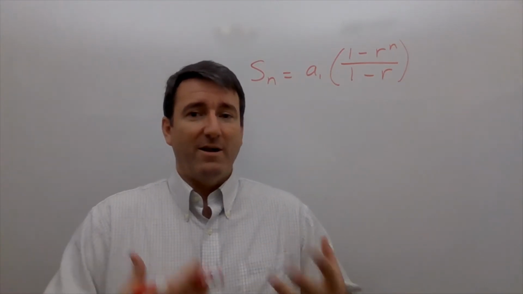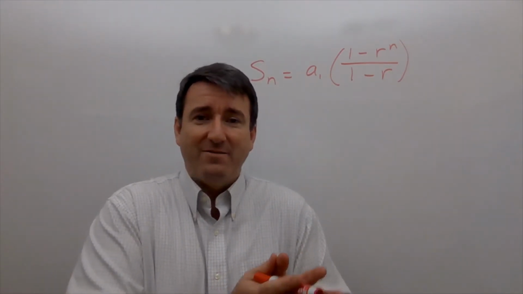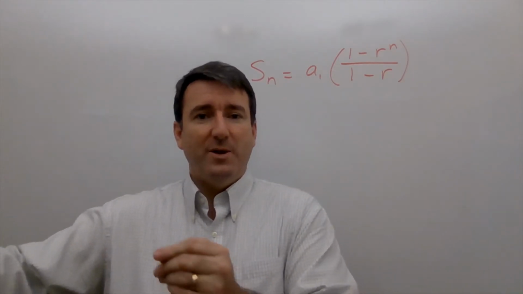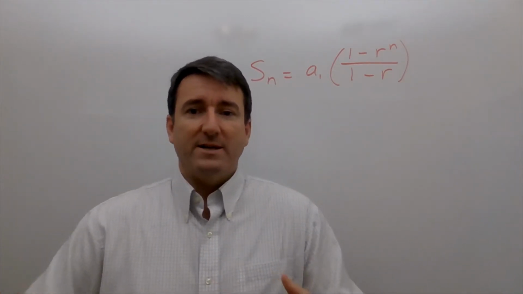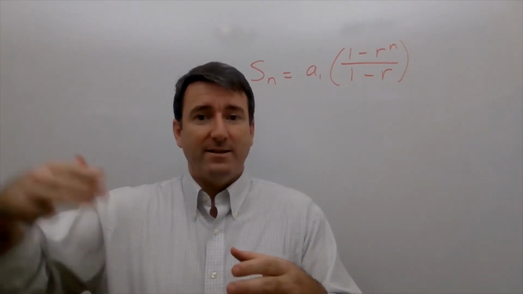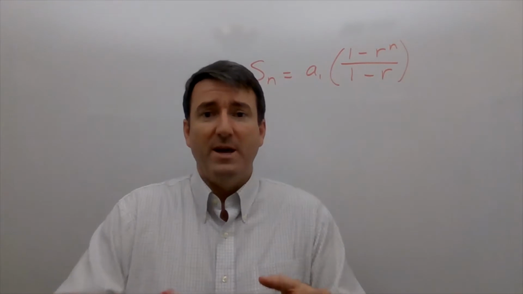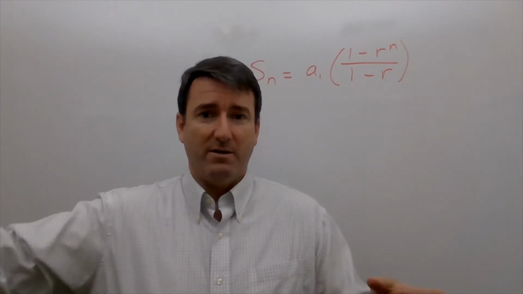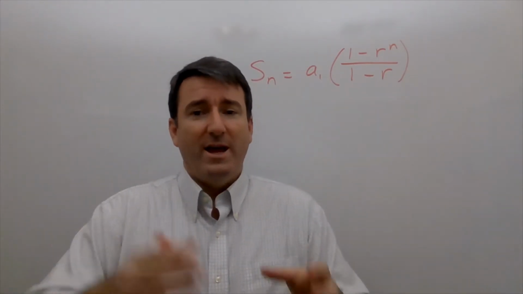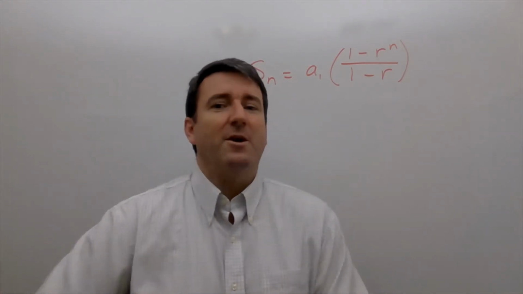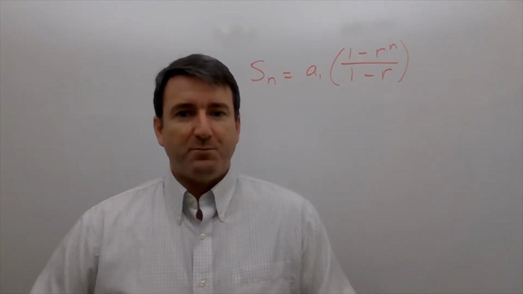For example, for an arithmetic series, we can't ever have an infinite arithmetic series that adds up to a specific number, because we're just going to be adding the same amount each time. So the sum is just going to keep getting bigger and bigger. It's going to go off to infinity. Or if we're adding a negative number each time, it's going to keep getting smaller and smaller. It's going to go to negative infinity.